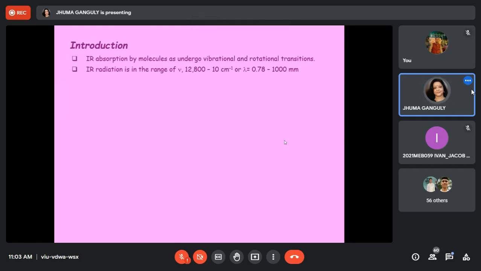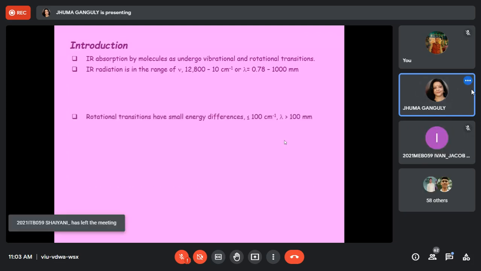To which range you can scan: sometimes scanning is not at a fixed wavelength, you can fix it, but it's a scan of some range. Usually the maximum range we can cover is 400 to 4000 centimeter inverse.